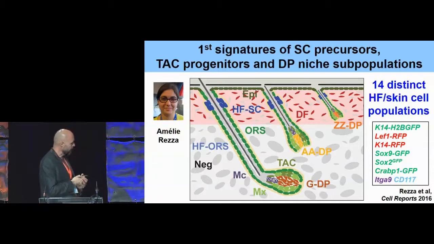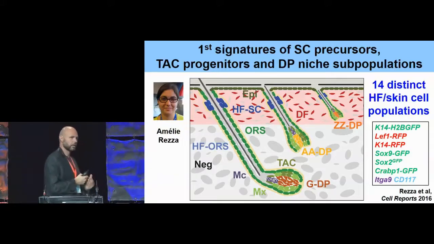Amélie Reza, a postdoc in the lab, did this tremendous work to isolate 14 distinct hair follicle and skin cell populations using 6 different transgenic reporters in 4 combinations plus antibodies, to tease out for the first time all the different DPs from different hair subtypes, in the hope to identify genes that could possibly regulate different hair shapes and sizes of the different hair types.